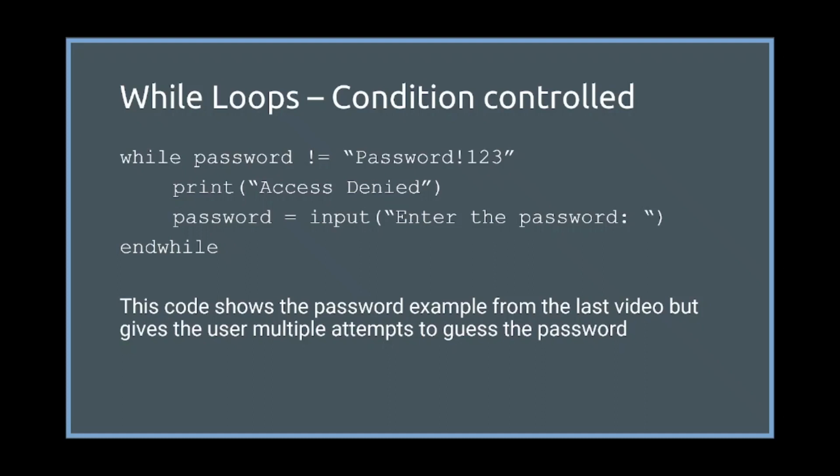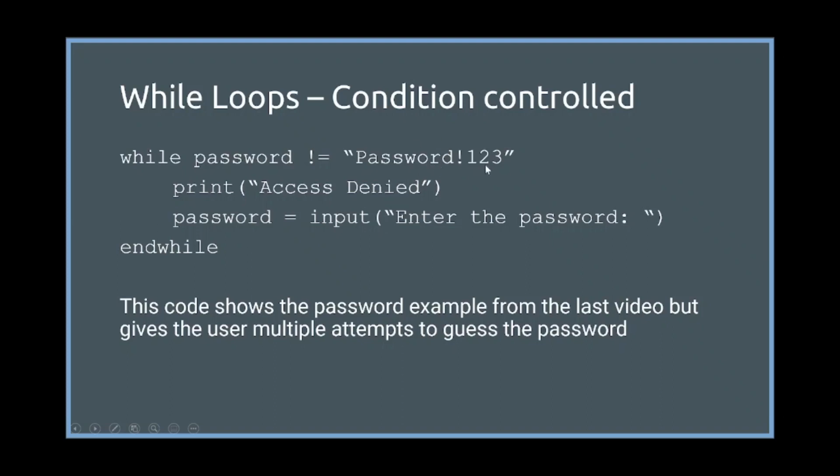While loops are condition controlled. This means we have to keep going to a Boolean expression. And this is usually helpful for when you don't know how many times you want your code to repeat. So you can see here we've got while the password is not equal to password exclamation mark 1, 2, 3.